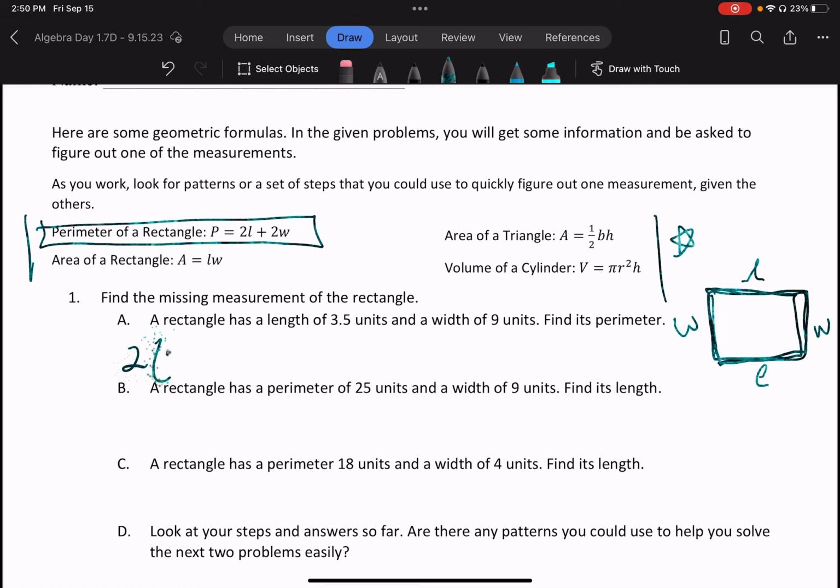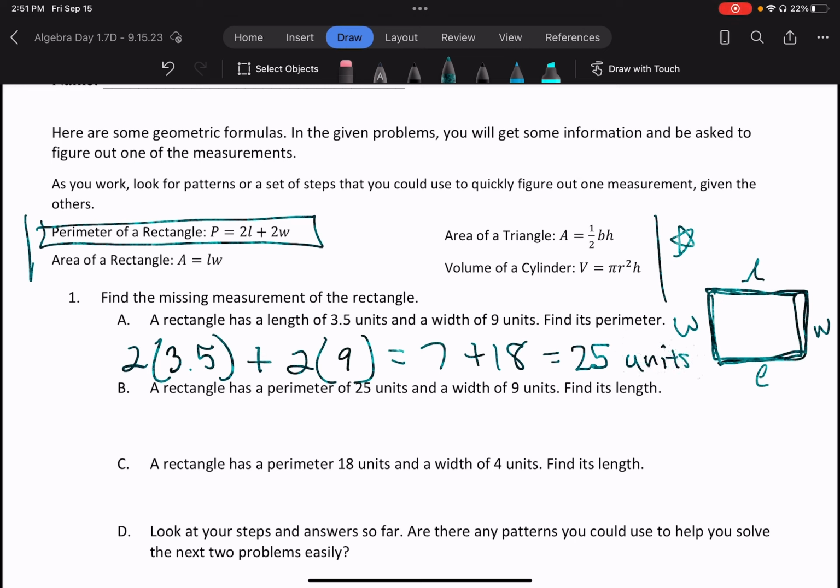So 2 times 3.5 plus 2 times 9 gives us 2 times 3.5 is 7, so 7 plus 18, which gives us 25 units. Okay, and then we don't know what the units are in this, whether they're centimeters, inches, etc., but do note that when we know that, we should list it as it is.